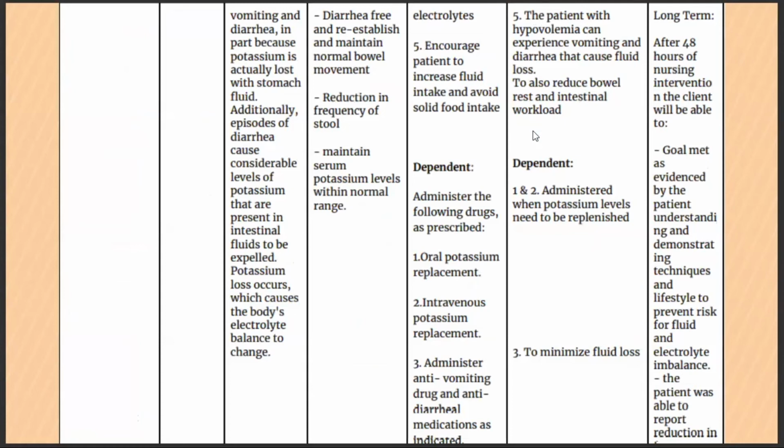And for the dependent intervention, administer the following drugs as prescribed. Number 1, oral potassium replacement. The rationale for this, administered when potassium levels need to be replenished. Number 2, intravenous potassium replacement. Number 3, administer anti-vomiting drug and anti-diarrheal medication as indicated. And the rationale for this is to minimize the fluid loss.